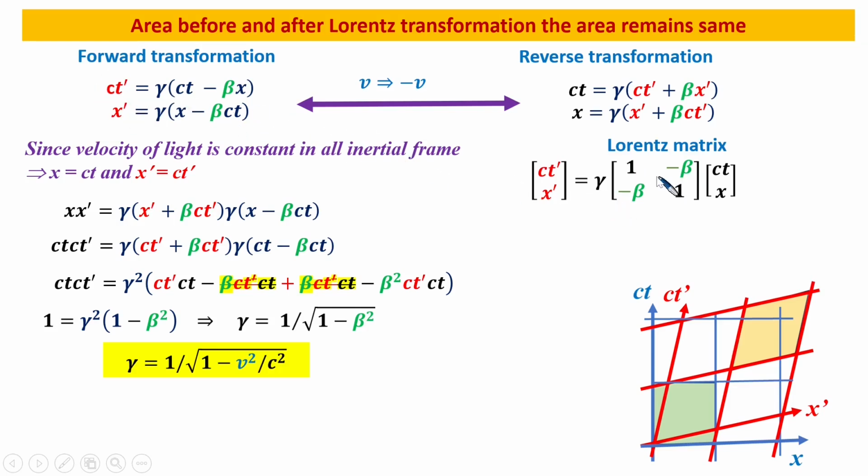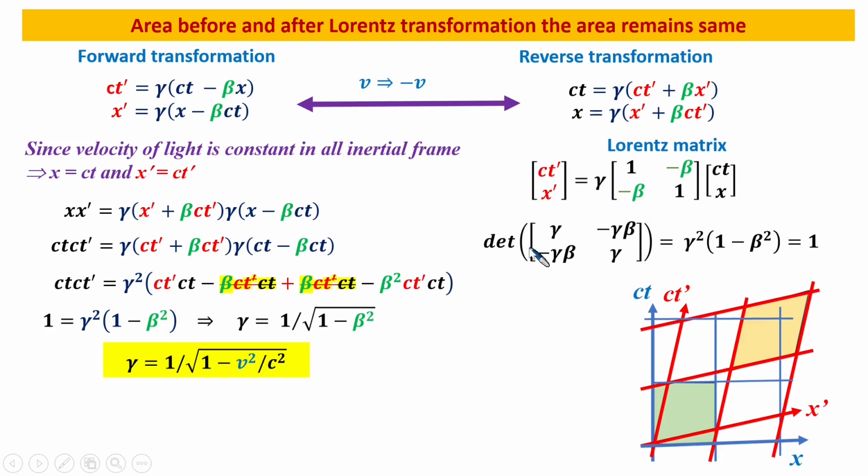In matrix form, you write ct in the first row and x in the second. So this is ct minus beta x, and similarly for x prime, it is minus beta ct plus x. We also know that the determinant of this matrix will give you the area.